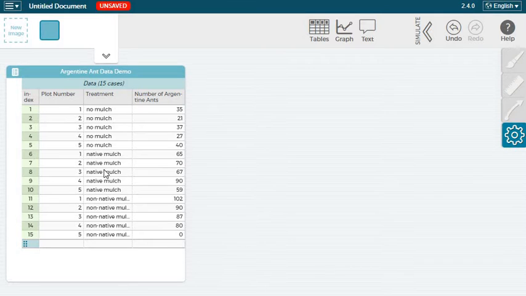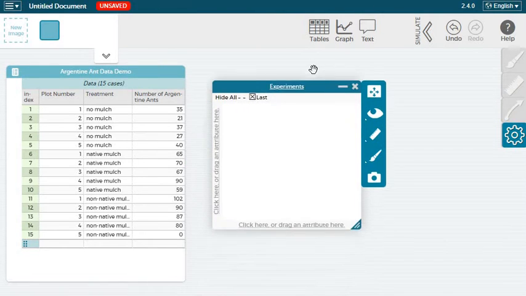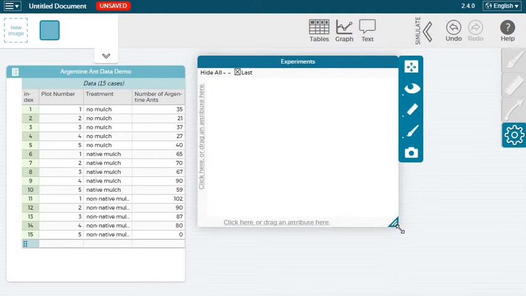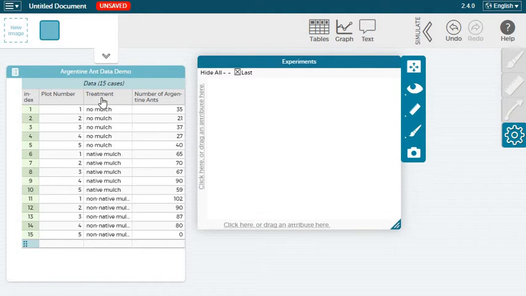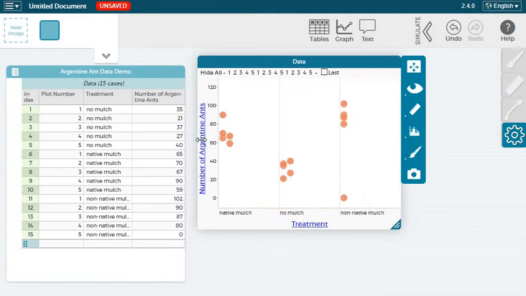So here is kind of a smaller subset of data than we have at the other one, but you can hit the graph button up here. And then to create a graph, all you have to do is drag and drop. So I want to compare our different mulch treatments. So this goes into the x-axis. And then the factor that I want to compare between them is the number of Argentine ants. So I'll drop that into the y-axis. Make sure it goes in place.